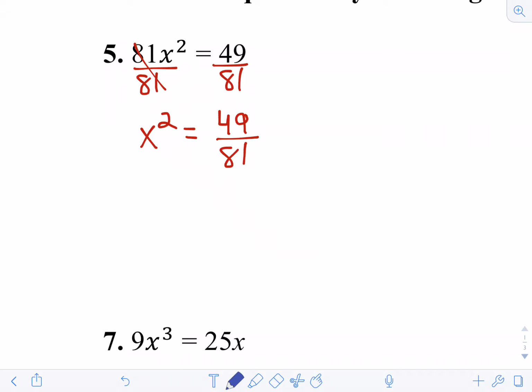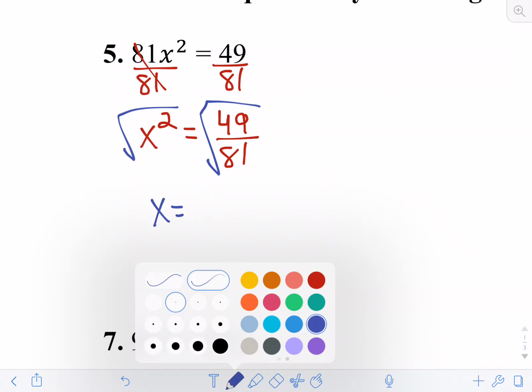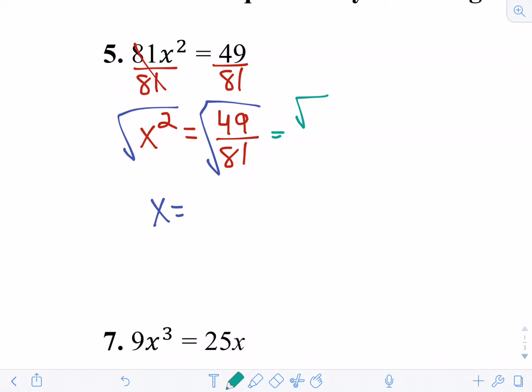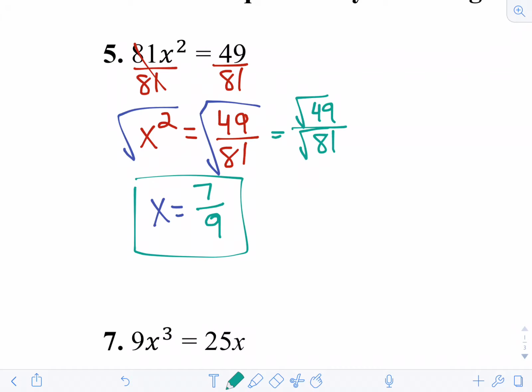Okay, the opposite of squaring something is to take the square root. So if I take the square root of both sides, you have an x left over here. This is the same thing as the square root of 49 divided by the square root of 81. And hopefully you know your square roots. Square root of 49 is 7. Square root of 81 is 9. And that's it. You can always go back and plug this in to make sure you have the correct answer. Now, let me tell you something about square roots though. With the square root, it can either be negative or positive, and we don't know in this case, so we're going to write down both the negative and the positive.